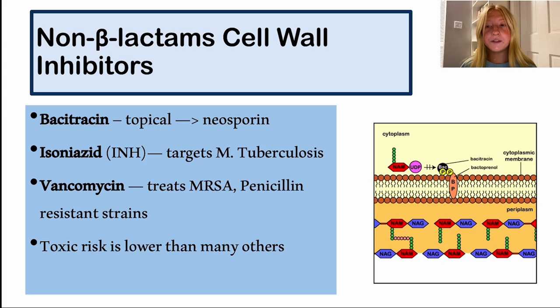Not all cell wall antibiotics are beta-lactams. Bacitracin is one of the most common ones, and it's used on the skin for small cuts. Then there's also isoniazid. It's key in tuberculosis therapy because it stops mycolic acid synthesis. These are very helpful when penicillins fail to do their job.